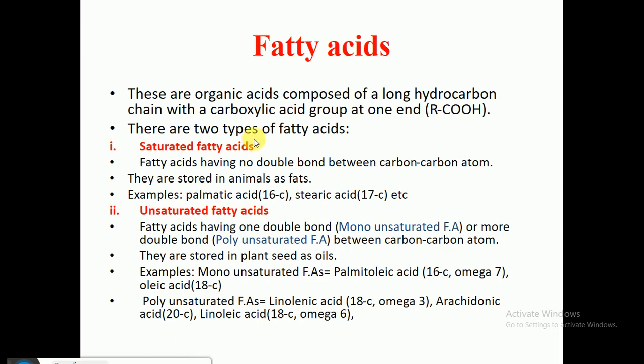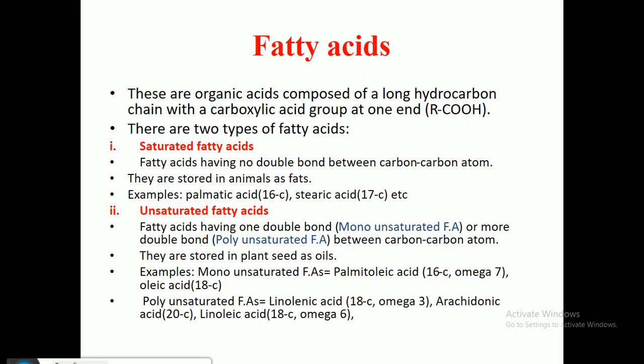Fatty acids can be classified into two categories. There are two types of fatty acids: one is saturated fatty acid, the second is unsaturated fatty acid. Saturated fatty acids are those which have no double bond between carbon-carbon atoms, just like alkanes, which are also called saturated hydrocarbons. So it cannot be saturated further.